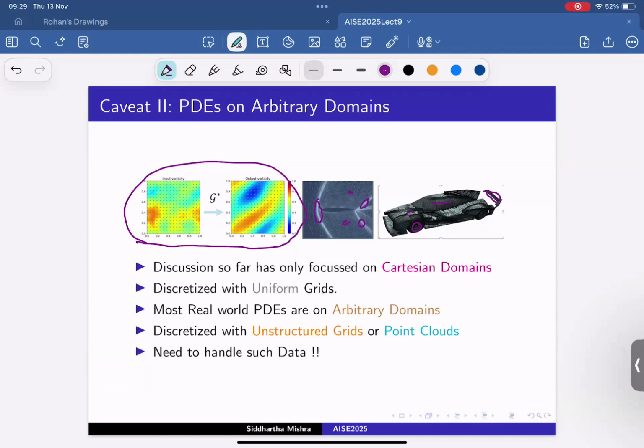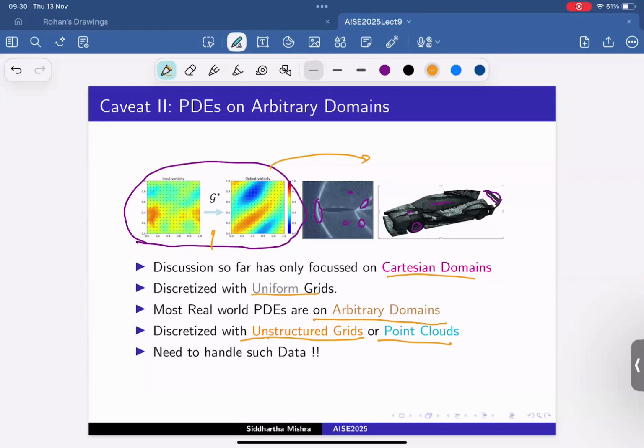So far our focus has been on something completely different. It has been on Cartesian domains, so uniform grids, but most real world PDEs are on arbitrary domains, right? Like the examples that I just showed you, and they're discretized with very unstructured grids. And ideally, if you could just treat point clouds, that's the best. It means you should not even have a notion of a grid, because to store these things is quite expensive. So to convert what we showed, some preliminary positive results on Cartesian grids, perhaps time dependent or time independent, it doesn't make a difference, to this is a massive challenge, right?